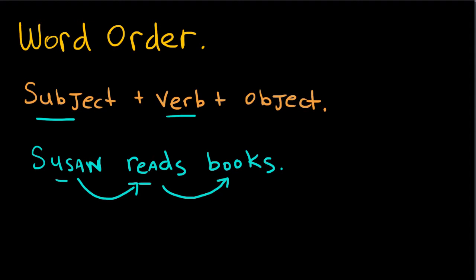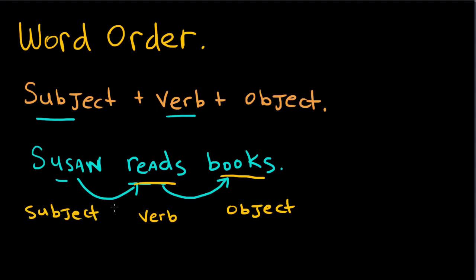Okay. And the verb and the object. Read is the verb and books is the object. So the verb and the object usually go together. And that's how we make a sentence in English. So let's look at more verb objects and word order in English.